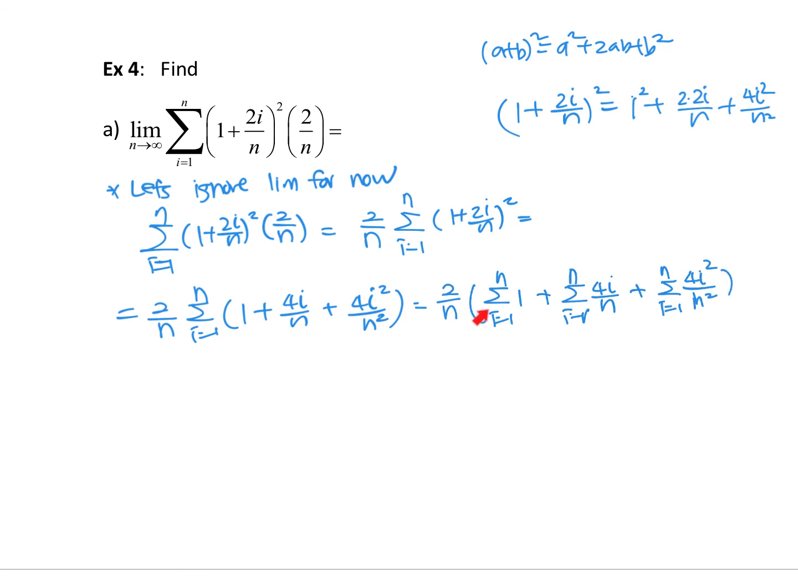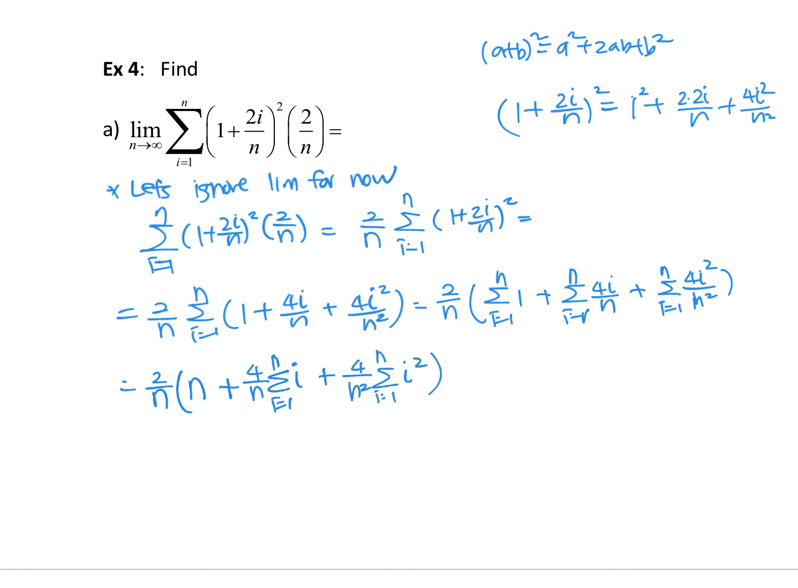Again, I'm looking at the first one. This one is just n. 4 over n is the constant. i is the one that changes, so I can factor this one out. Same here, 4 over n squared is constant, so I can factor it out. So 2 over n times: the first one is n, plus, let's factor out 4 over n, sigma i from 1 to n, plus factor out 4 over n squared, sigma i squared.